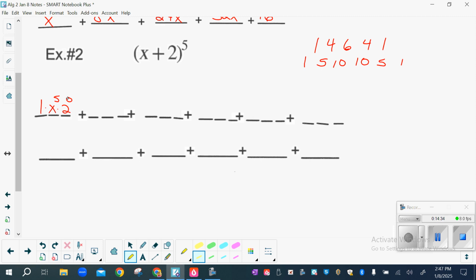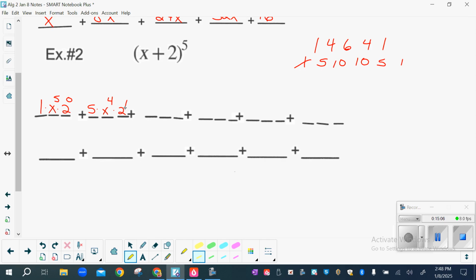So what's my next coefficient? Somebody in this group here. What's my next coefficient? 5. What's the exponent on the x? Geronimo, do you know what the exponent is on the x? 4. That's 4, right? Yeah. And then Geronimo, can you tell me the exponent on the 2? Yeah, look at you. Yes, good. 1. Good.